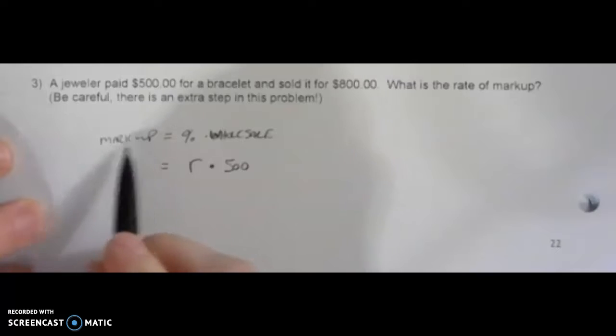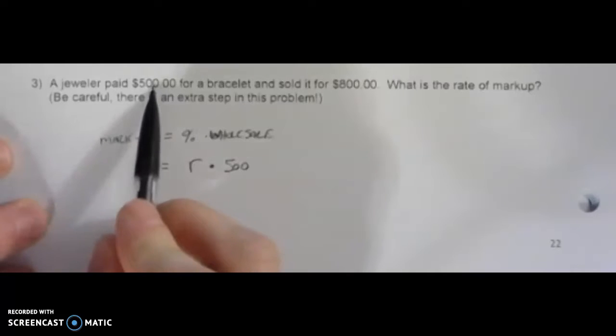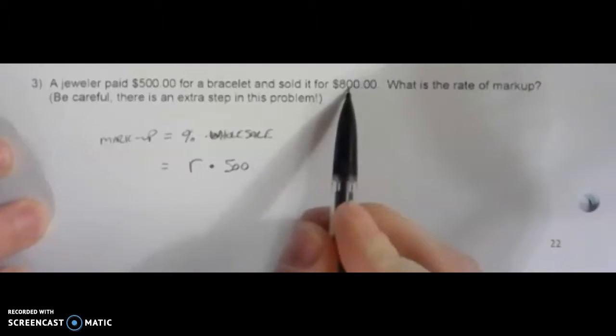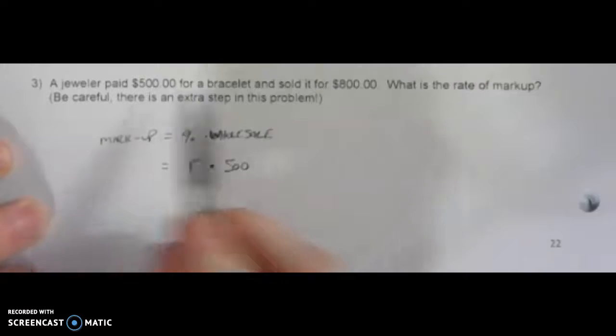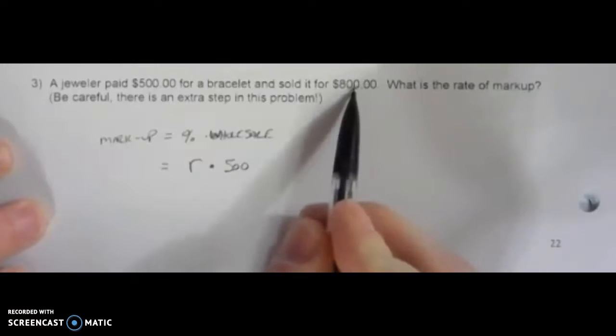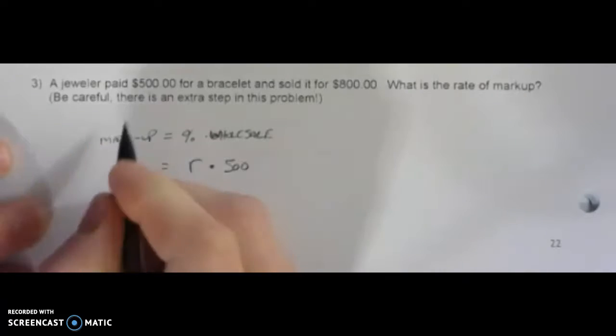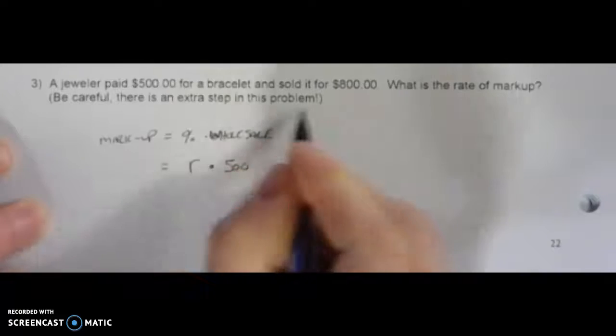And now the amount of markup. Well, it says the jeweler paid $500 and then sold it for $800. Now, $800 wasn't the amount that they added to the price. In order to figure that out, you're going to have to subtract the retail price, the $800 he sold it for, and the wholesale price to get the amount of markup. That's the extra step here.